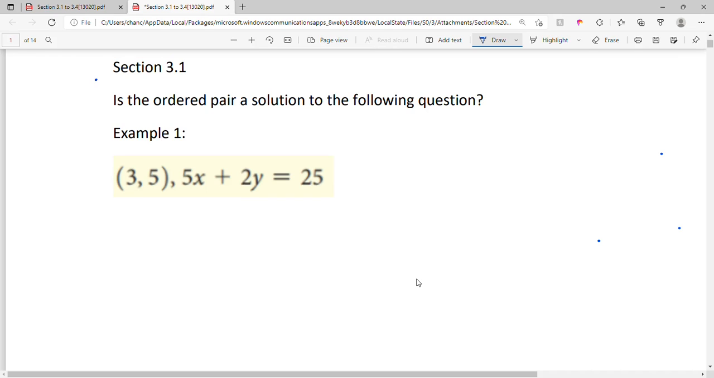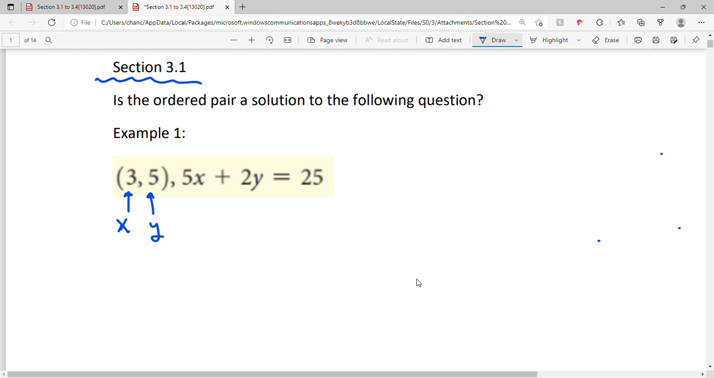Let's look at section 3.1. We want to know, is the ordered pair a solution to the following equation? (3, 5) is our ordered pair. The first coordinate is known as the x-coordinate, and the second coordinate is the y-coordinate.